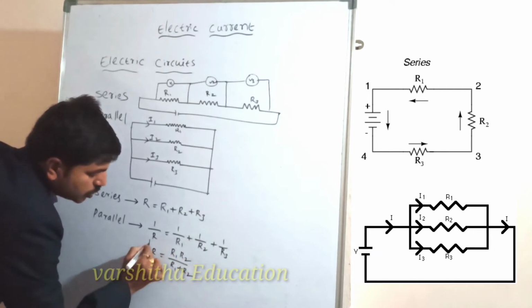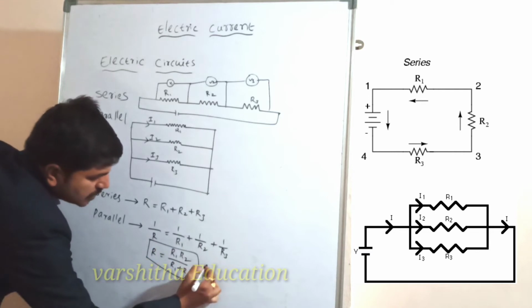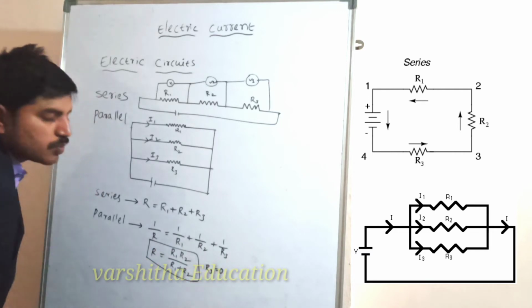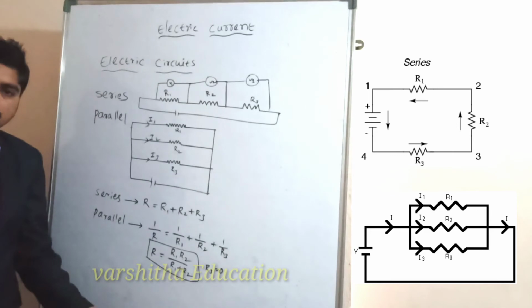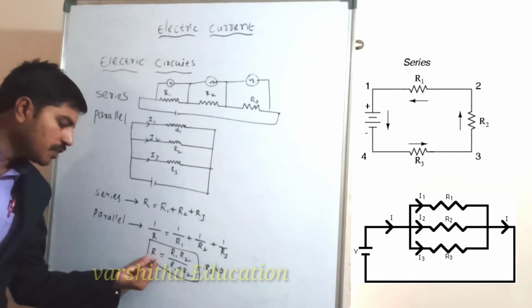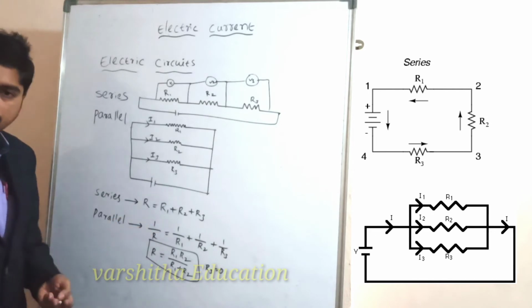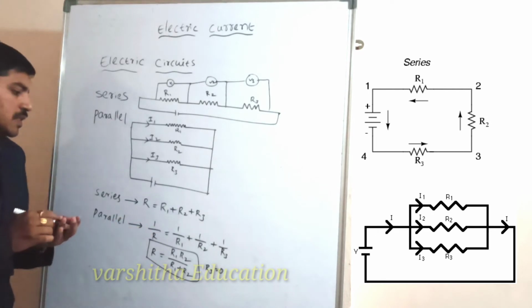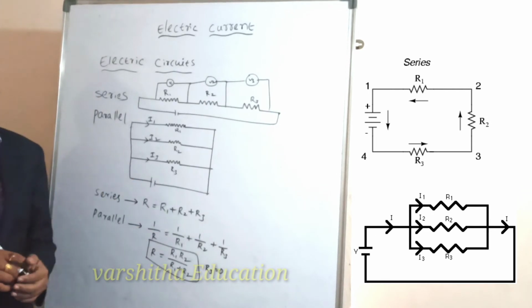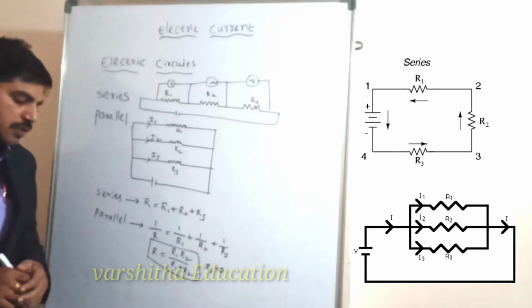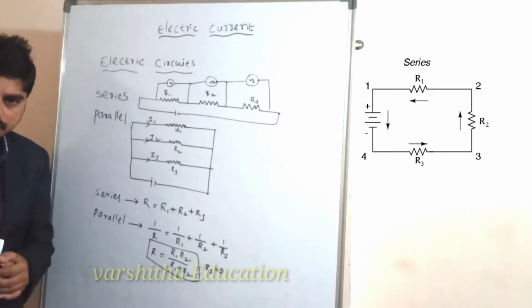If we take R3 as 0, no resistance is present in the third one, so the third resistance is not there. The simplified equation is R equals R1 R2 by R1 plus R2. So these are the series connection and parallel connection formulas for a particular conductor.